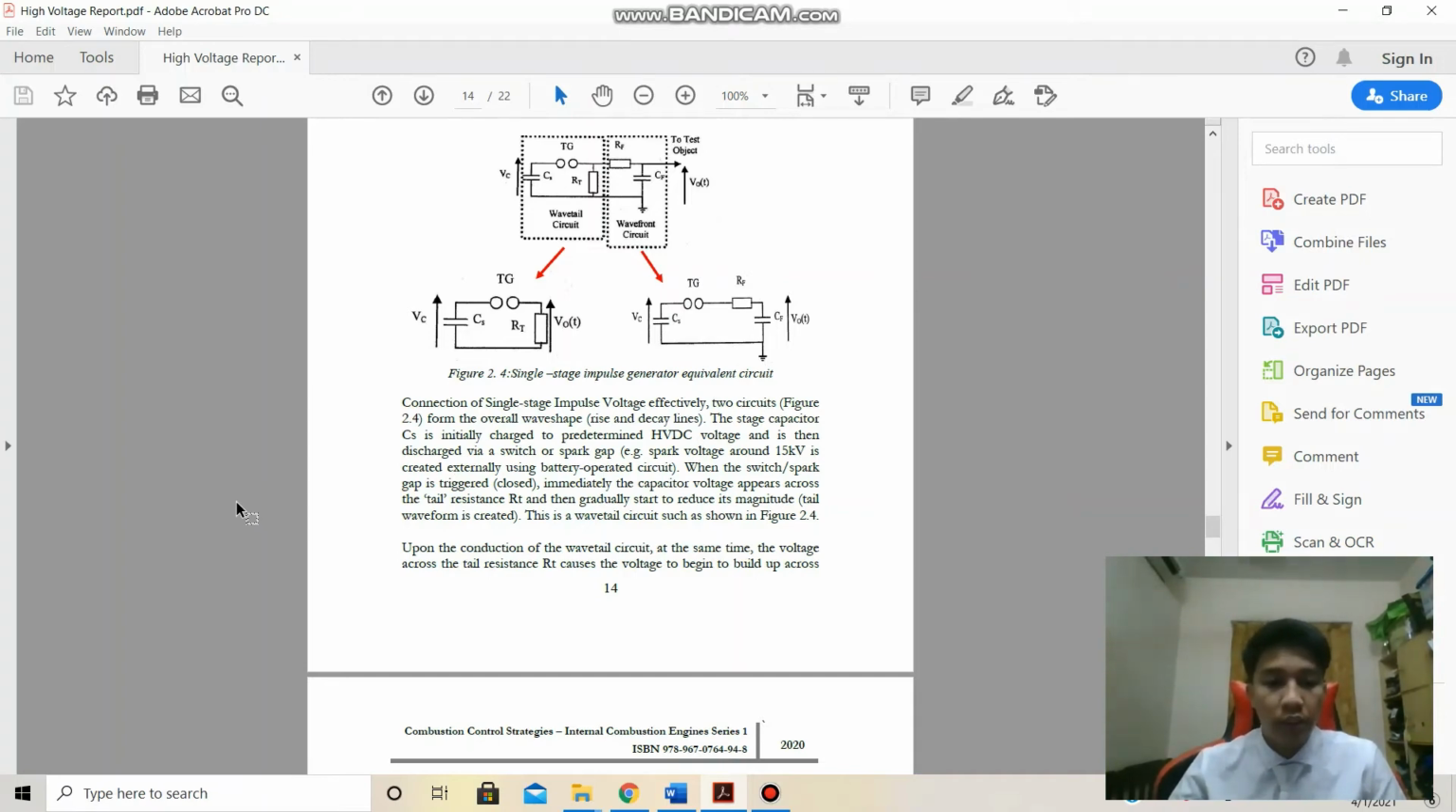Okay, when the switch gap is triggered, it automatically closes. That means the trigger is closed. Immediately the capacitor voltage appears across the tail resistance and gradually starts to reduce its magnitude. This tail waveform is created, and this is the wave tail circuit in this figure.